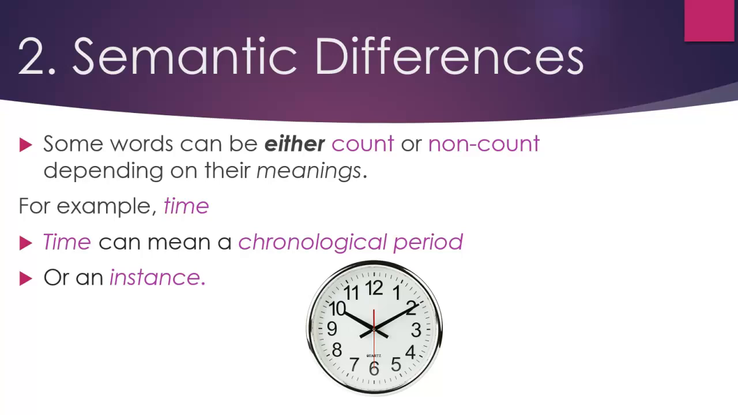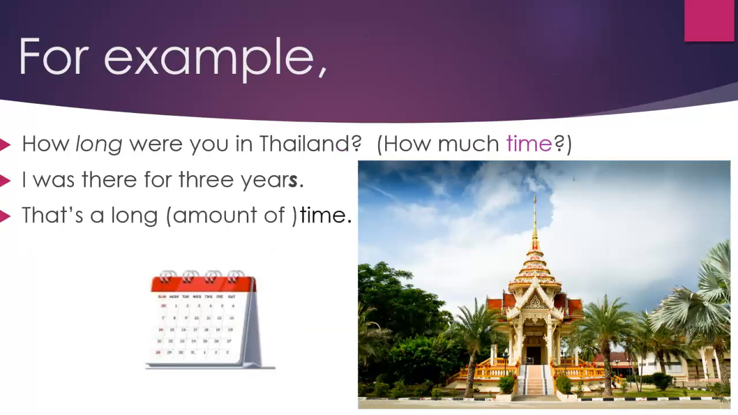Number 2, semantic differences. Some words can be either count or non-count depending on their meanings. For example, time. Time can mean a chronological period or an instance. For example, how long were you in Thailand? This means how much time. In this case, time is non-count. I was there for 3 years. 3 years are count. That's a long time, or a long amount of time.